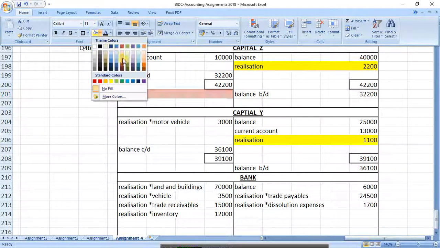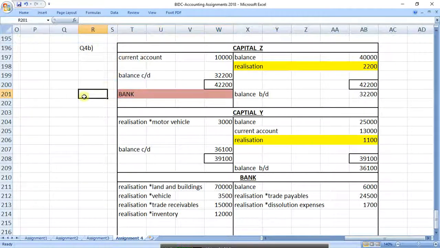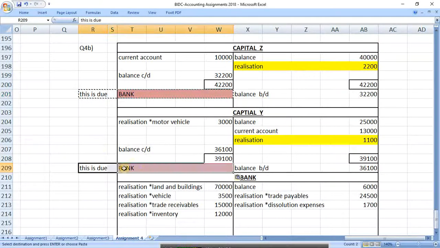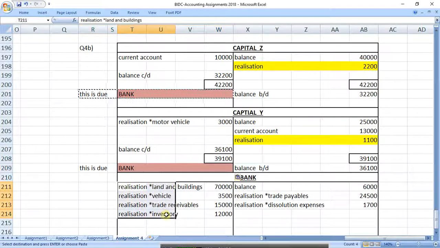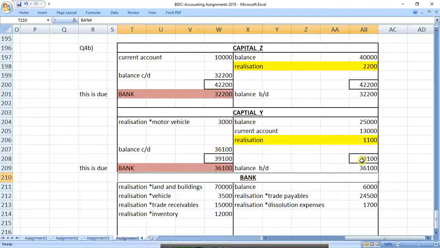So I'm going to highlight that. Okay, this is due to the partner. The partner is going to get that. That's what that partner gets. That's what this partner gets. Okay, so you've actually answered the question already. If you want to drop the bank, you can, but you don't really need to because you've already got the balances. Right, because the question said calculate the amount due to each partner when the bank is closed off in the dissolution.